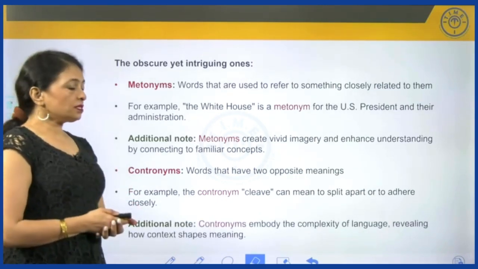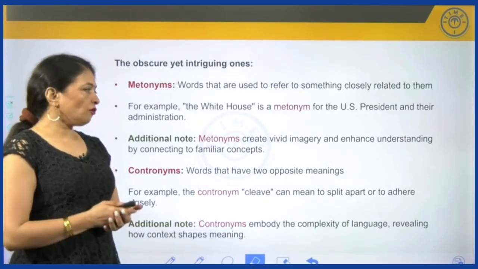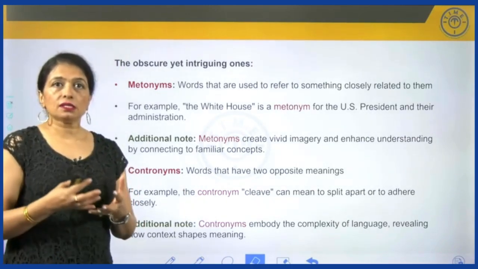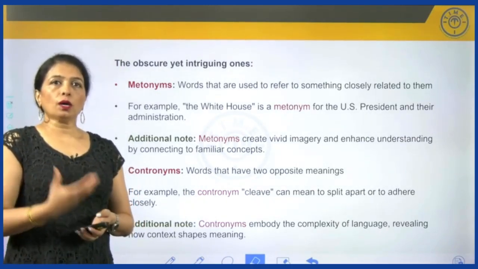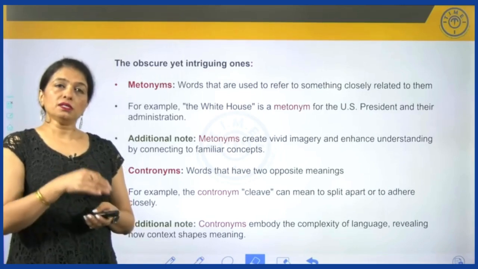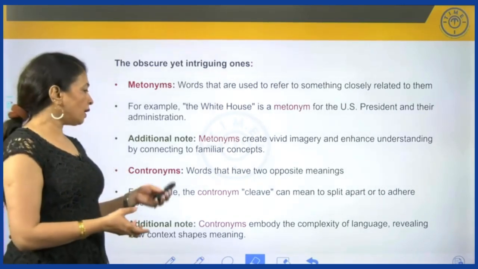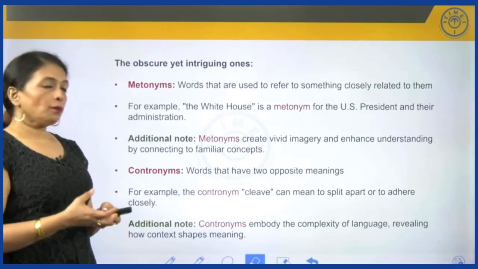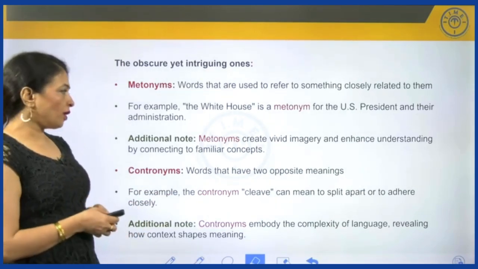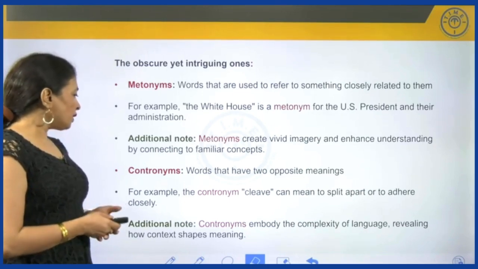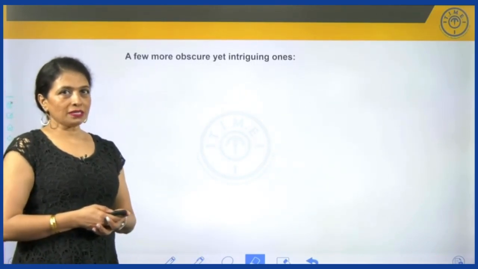Contronyms embody the complexity of language. Now, doesn't it sound complex when you come across a word which means something and also means its opposite? So, here we understand that contronyms embody the complex aspect of language, revealing how context shapes meaning. Okay, I hope I am making sense.